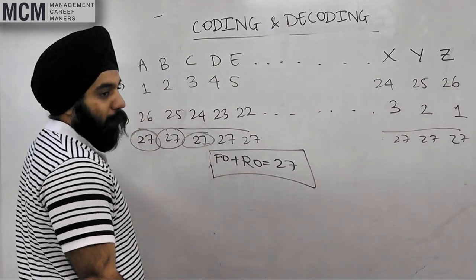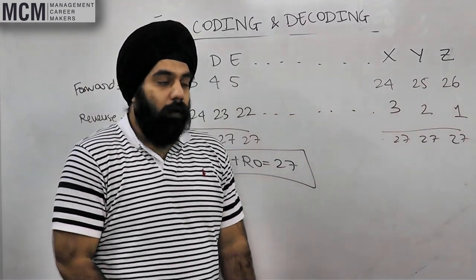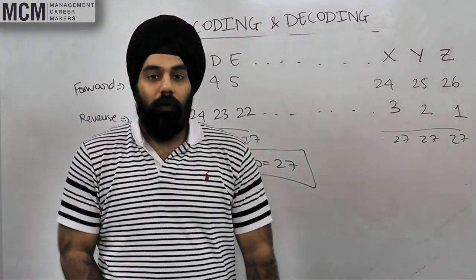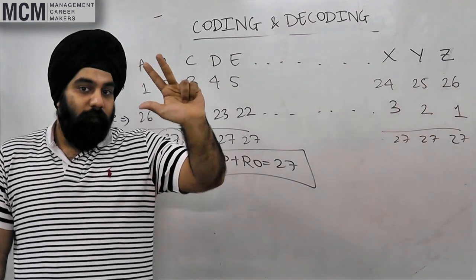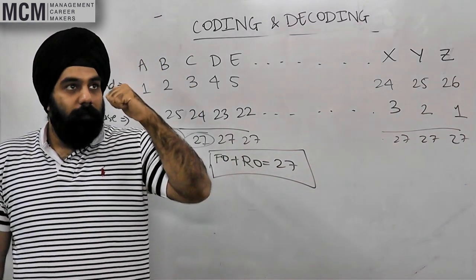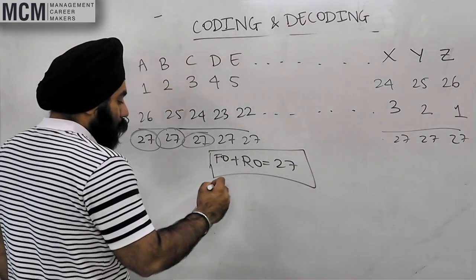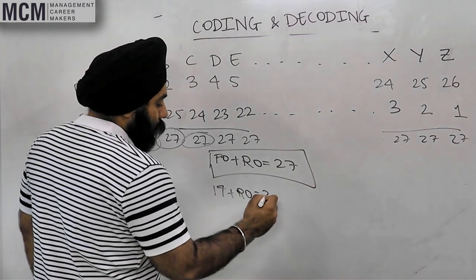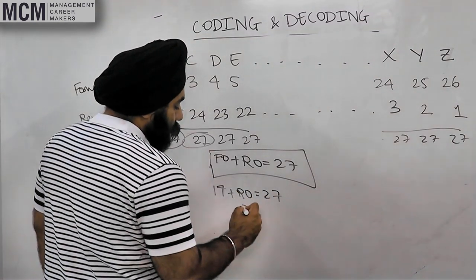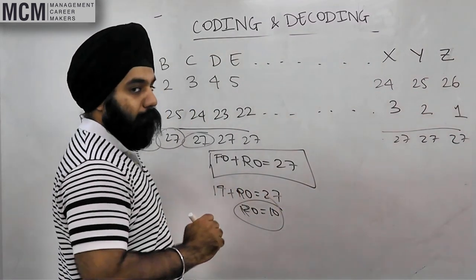Right? So for example, I want to find the value of Q in the reverse order. I will find it in the forward order first. Again, using EJOP, O is 15, P is 16, Q is 17, right? So forward order value is 17, plus reverse order should equal 27. So in the reverse order, the value of Q is 10.